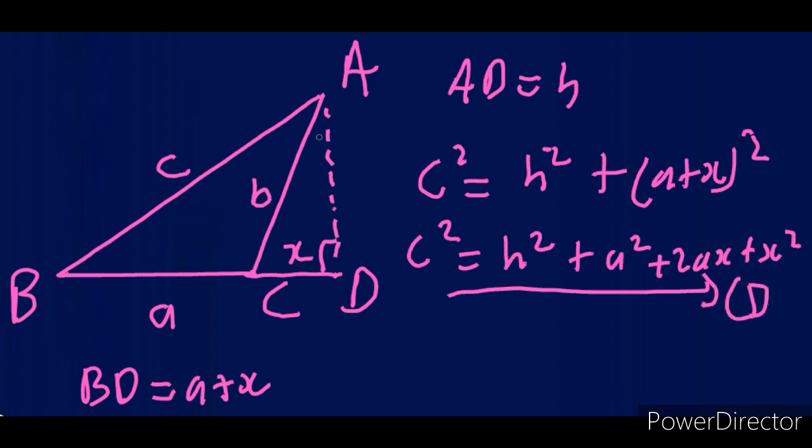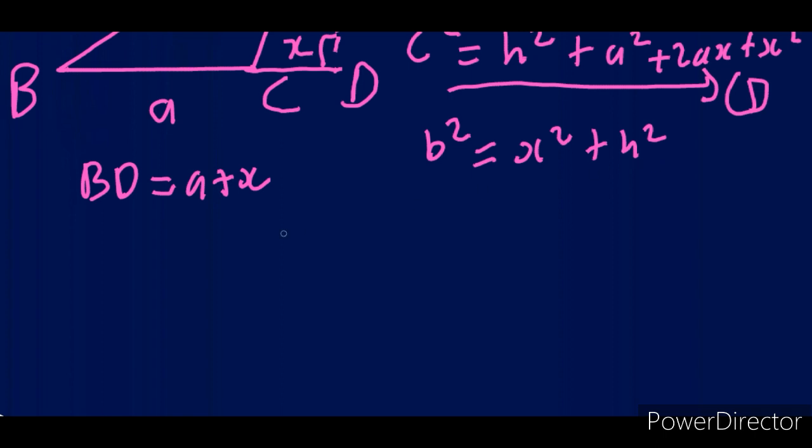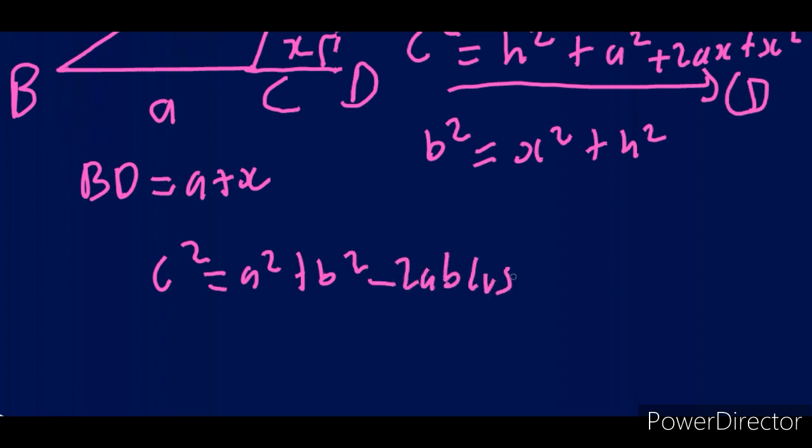Now we're going to use Pythagoras theorem for the smaller triangle. We're going to have the hypotenuse squared, which is b in this case. So b squared is equal to x squared, because this part is x, plus h squared, because this part we called h. And we want to get rid of h because the formula for the cosine rule does not have h. The cosine rule is c squared is equal to a squared plus b squared minus 2ab cos c. So there is no h anywhere here.